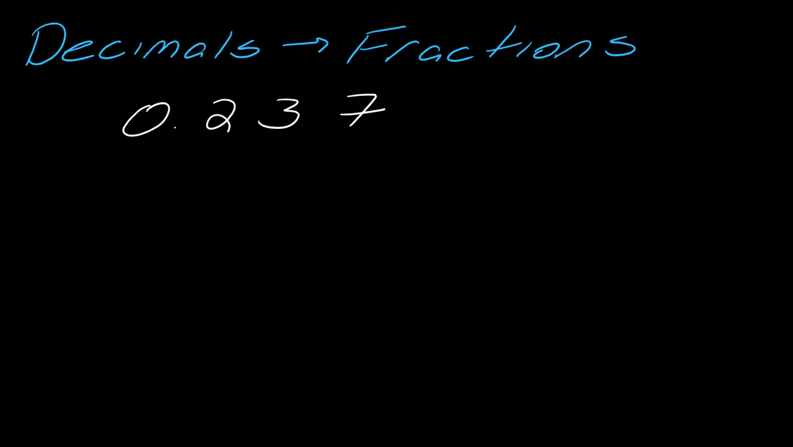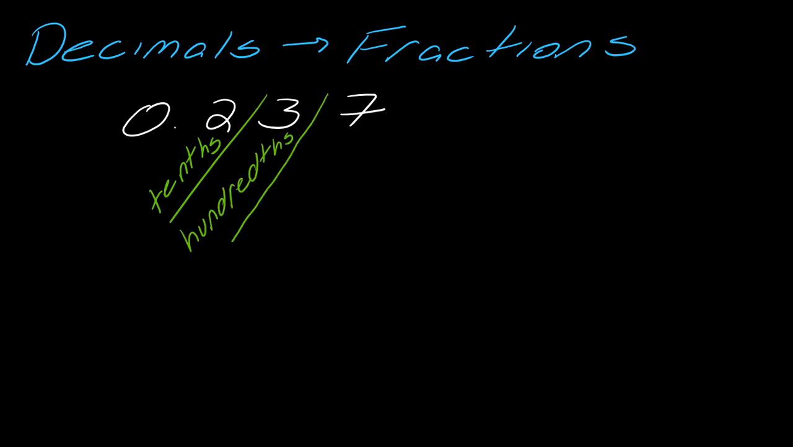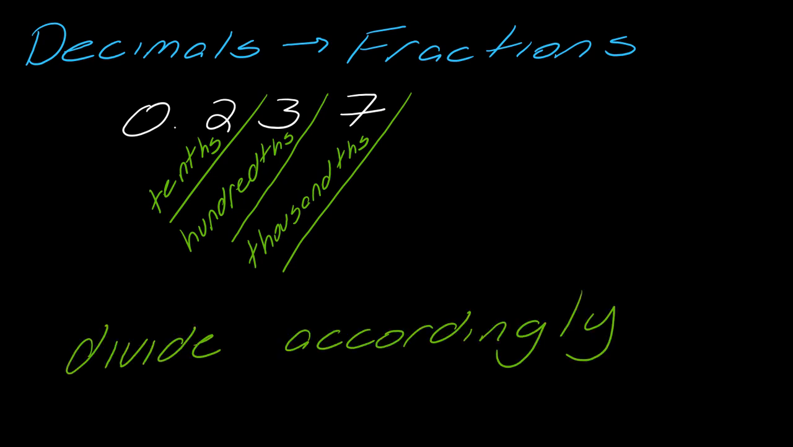The other thing I want to talk about is how do you go the other way, so now decimals to fractions. This is a little bit trickier, so I want to remind you of how decimals work. I'm going to use this example 0.237. The 2 is in the tenths column, the 3 is in the hundredths column, and the 7 is in the thousandths column. So remember, tenths, hundredths, thousandths. It's really the same way as when we're counting. And so what these are telling you is how to divide accordingly. What do I mean by that?